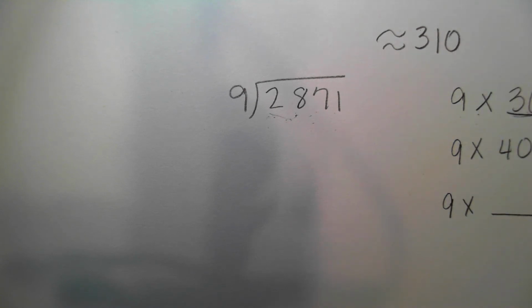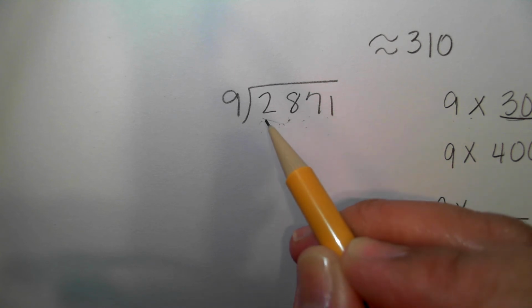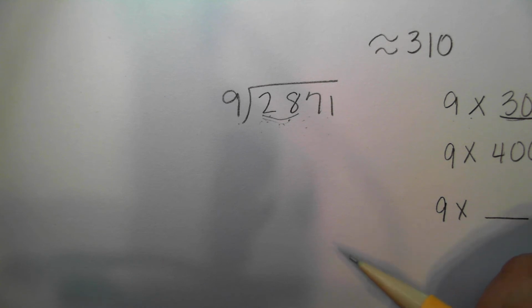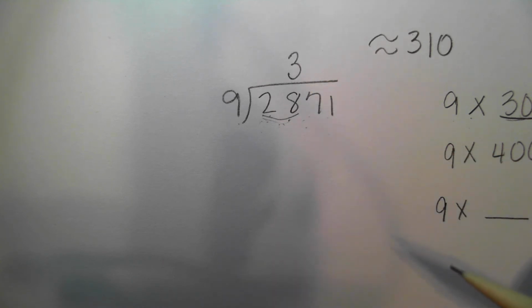Let's estimate 310 just to be safe. It should not be 3,000 and it shouldn't be 31. Do you see that? All right, so here we go. I can't really divide 2 by 9, so I'm going to hug it and call it a 28 and say 28 divided by 9, and the closest immediately that I come to is 3.